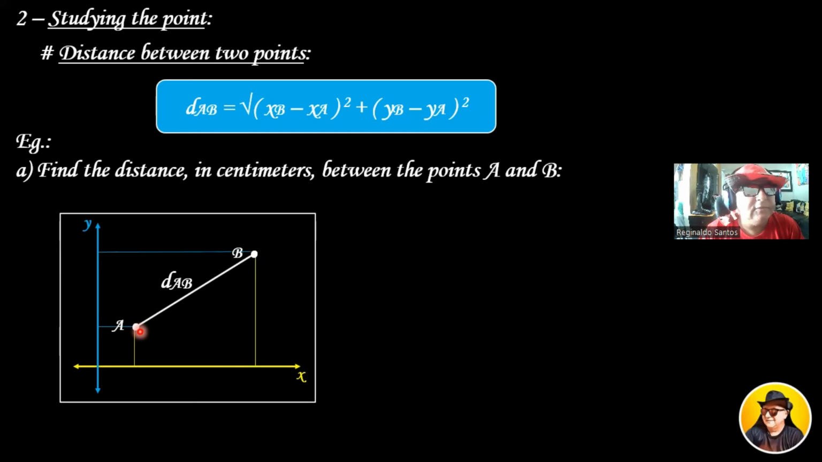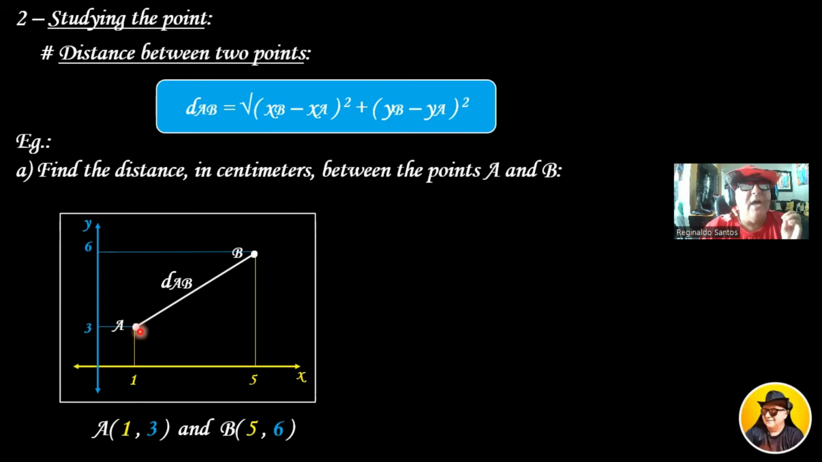Okay, A and B. So 1 is the x of A and 5 is the x of B. And 3 is the y of point A and 6 is the y of point B. Okay, let's write it down here. Here you can see A is (1, 3) and B is (5, 6). You can see very well.